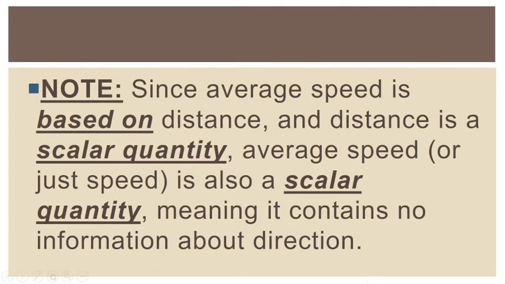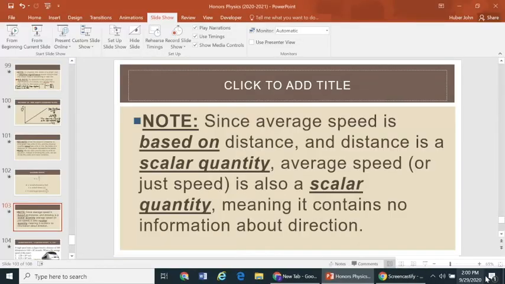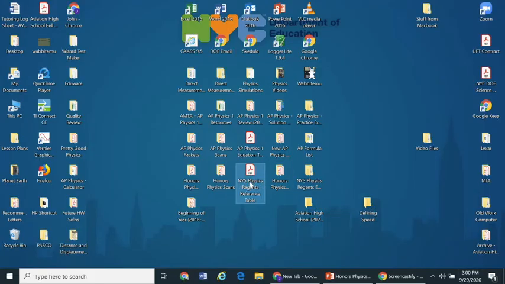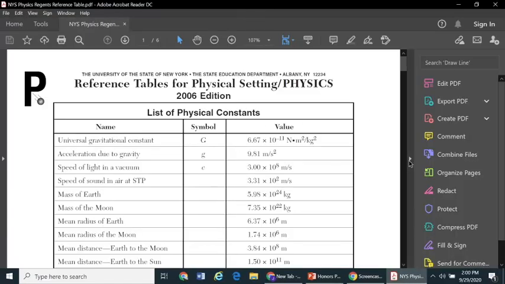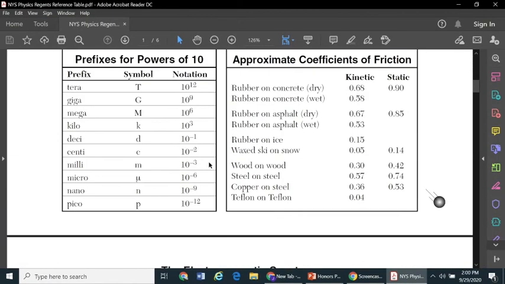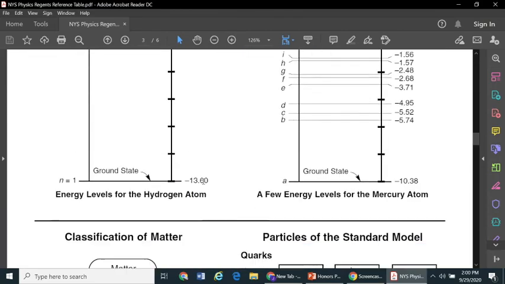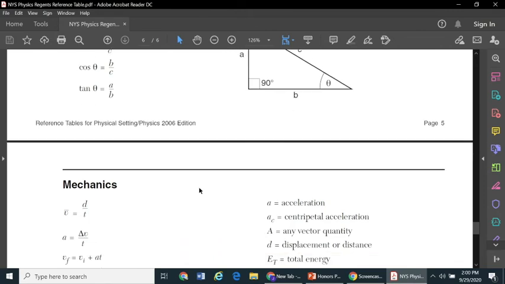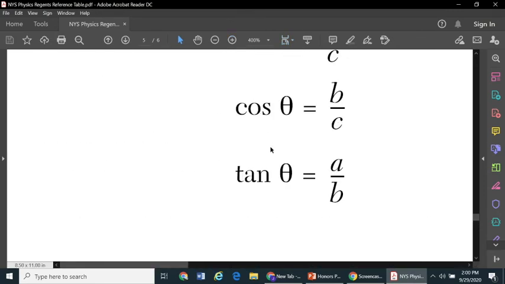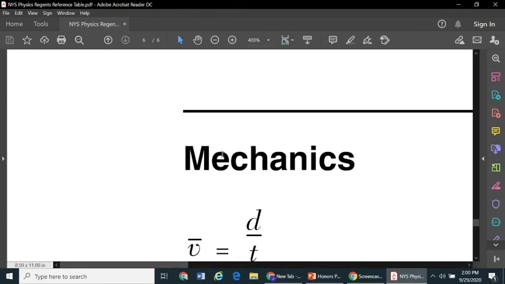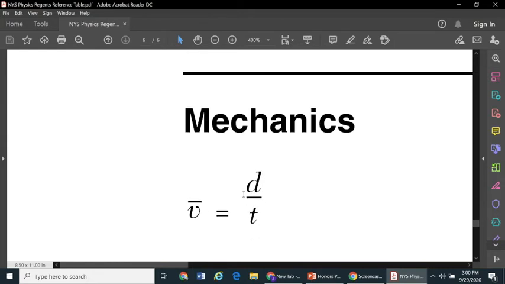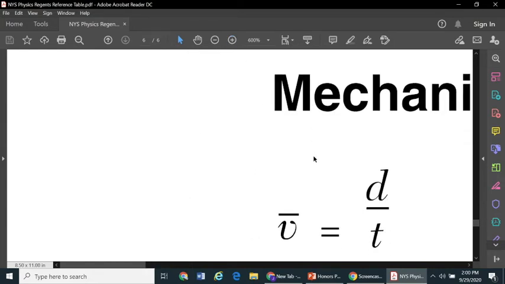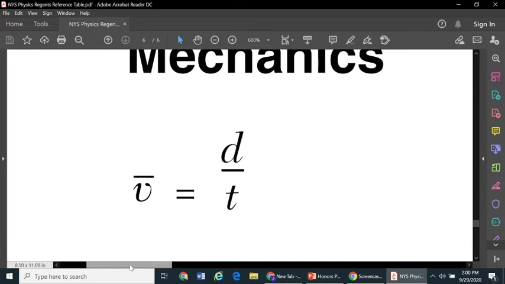And this equation, v equals d over t, is actually the first equation that we've looked at so far this year that's in the Physics Regents reference table. So if you scroll all the way to page 6 on the Physics Regents reference table, and you'll notice this will now be in the Resources tab under Classwork, and you go to the last page, which is titled Mechanics, v equals d over t is the first equation under that list.